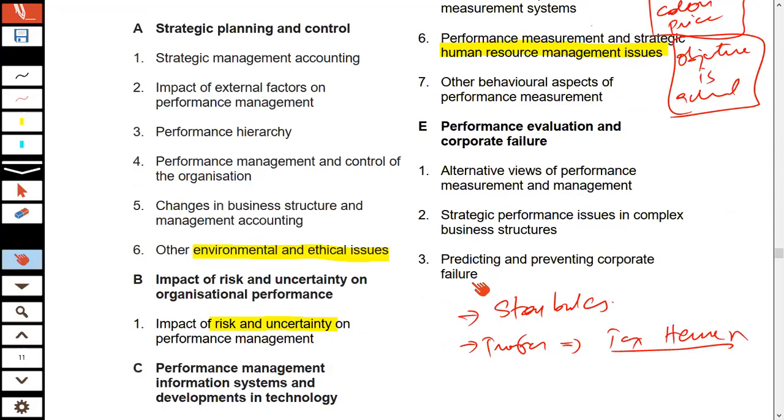Now, lastly, this is something that I talked about, which is predicting and preventing corporate failure. It's quite important for every business that it keeps on evaluating and reviewing its risk, and keeps on identifying the things that could ultimately lead to the failure of the business. Because if a business keeps on doing it, then it is going to make things easier for this business.